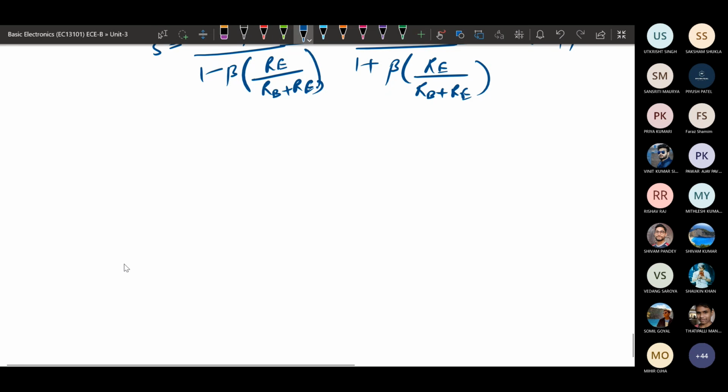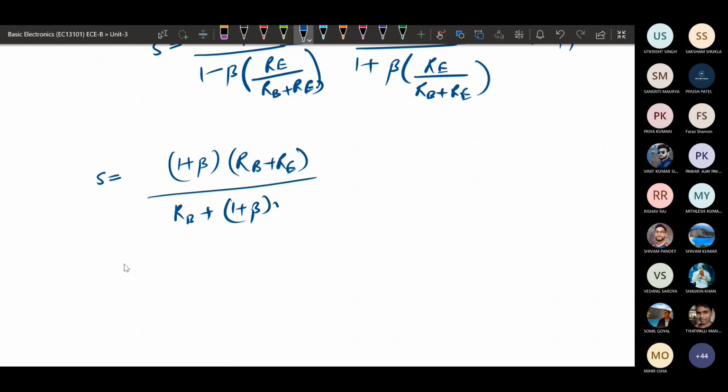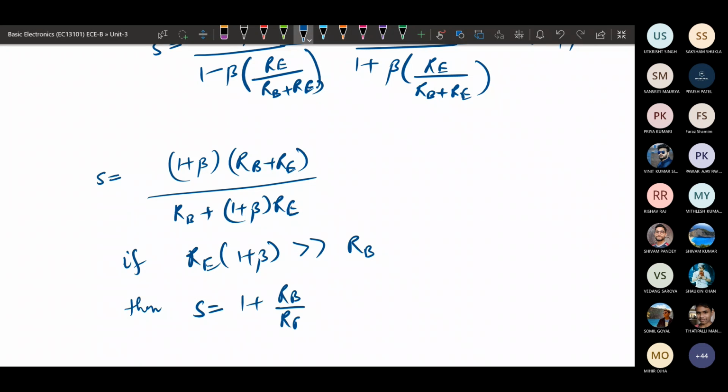And how S will be depending, we will make the separation. Putting 1 plus beta Re, and Re separated, it will be 1 plus beta times Rb plus Re, like in the previous one, we can get Rb plus 1 plus beta Re. Here suppose Re times 1 plus beta is very much greater than Rb, if this is the case, then the stability factor will be depending on 1 plus Rb by Re.